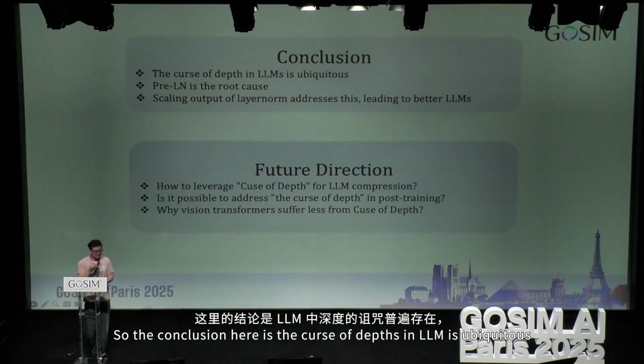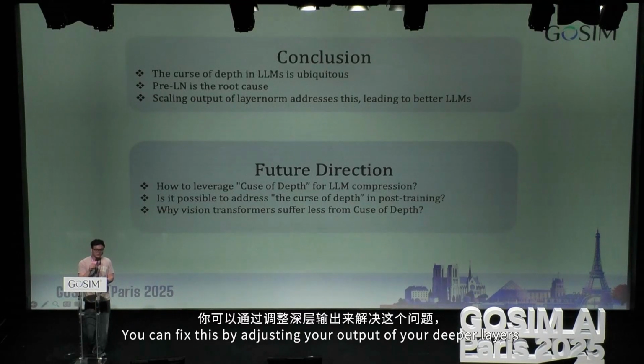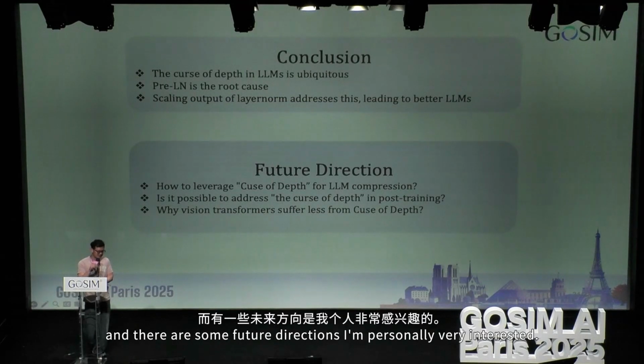So the conclusion here is the curse of depth in LLMs is ubiquitous, and pre-layer norm is the root cause. You can fix this by adjusting the output of your deeper layers.